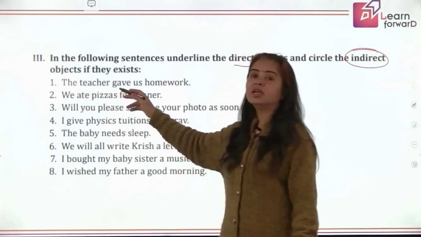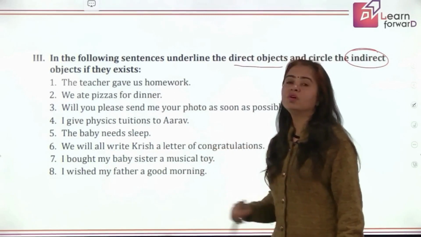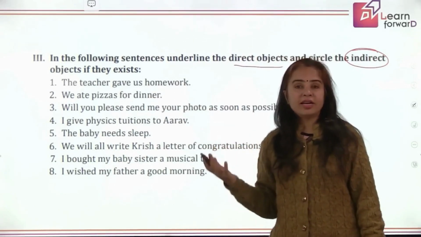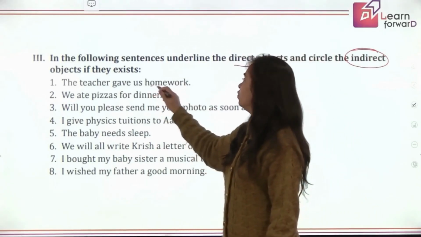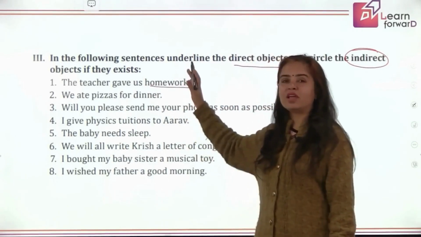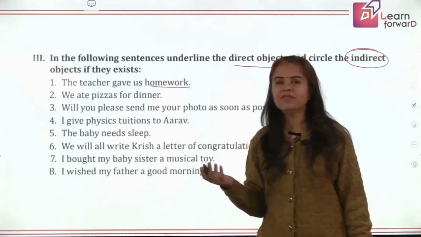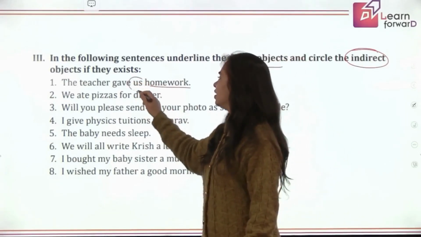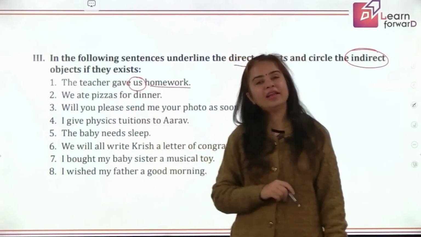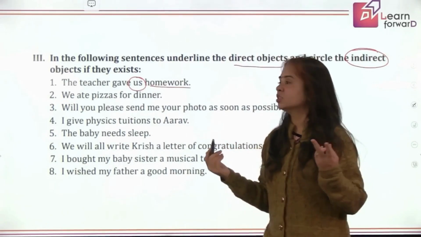The teacher gave us homework. What did the teacher give us? Homework. So this is your direct object. We have to underline the direct object. And whom did she give? She gave us. So this is your indirect object. Just two questions you have to put.